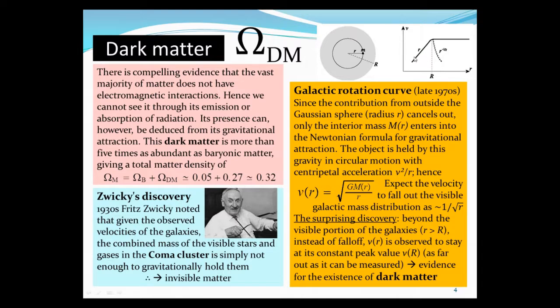It turns out the observed distribution does increase to the edge, and then it doesn't fall. It just goes as far as you can see. This curve doesn't fall. So that's taken by most people as evidence of dark matter. And there are many other arguments of this type for the existence of dark matter due to gravitational attraction.